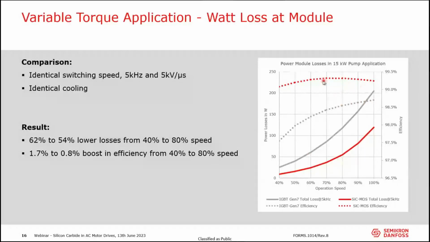You also see here there's a huge gap in between, while the IGBT module does not even cross 99% efficiency. The silicon carbide module is here close to 99.5 and all the way down above 99. So we have an improvement here of 1.7 up to 0.8% in efficiency. And that's quite an achievement.